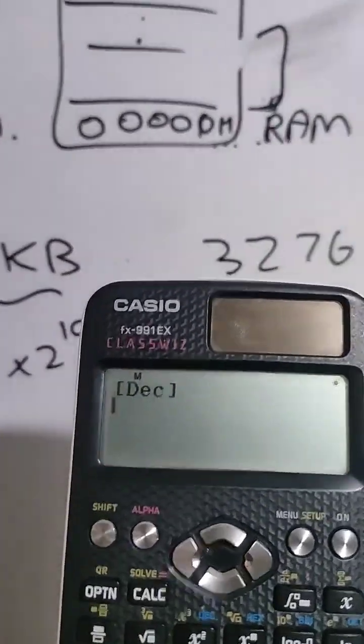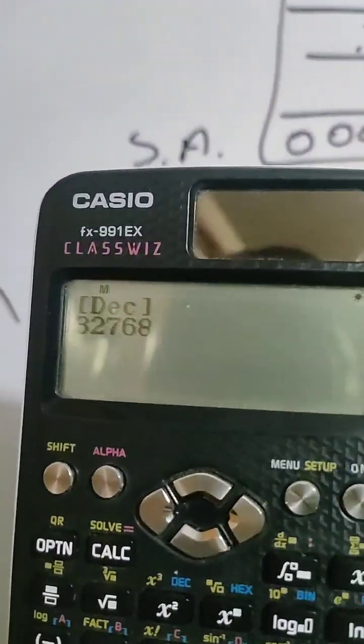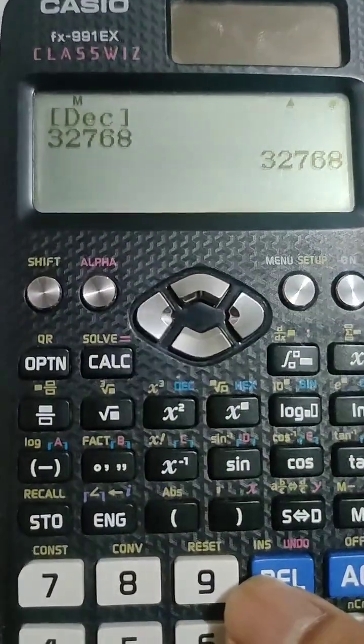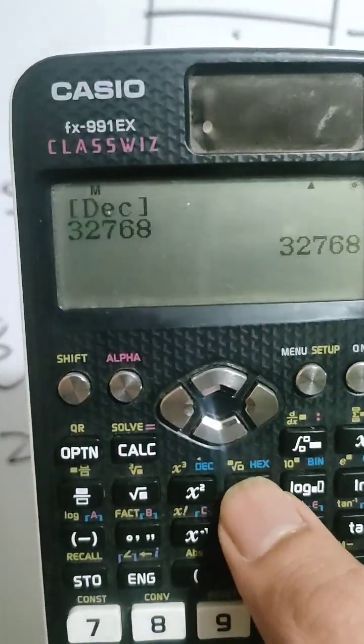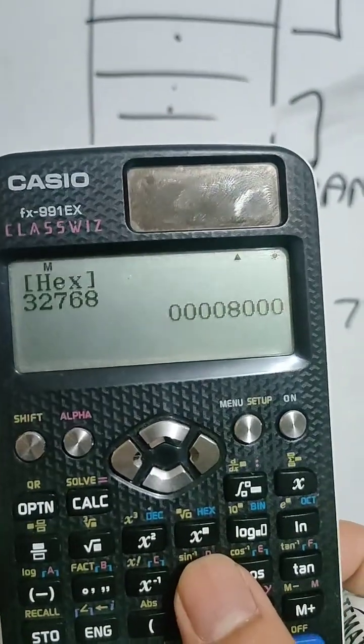Okay, now first I'll enter this decimal number here, 32768. So now I added 32768. Now I'll convert it into hexadecimal. In my calculator there's this option here. If I click this, it gets converted into hexadecimal. So we get 8000, no?